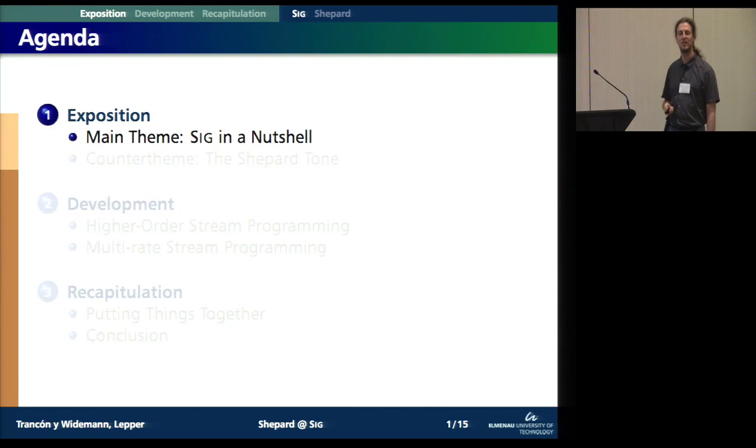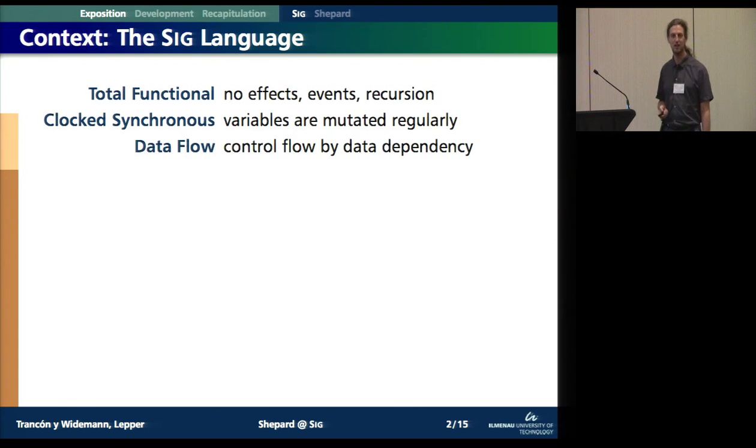Okay, so what's this SIG language about? It's a total functional language. There are no side effects, no spontaneous events, no recursive functions. It's a data flow language, so control flow is only implicit by data dependency of operations. So there are very few things to shoot yourself in the foot, but variables change over time. They are clocked synchronous signals, so essentially every variable is a data stream, and all streams are updated simultaneously.